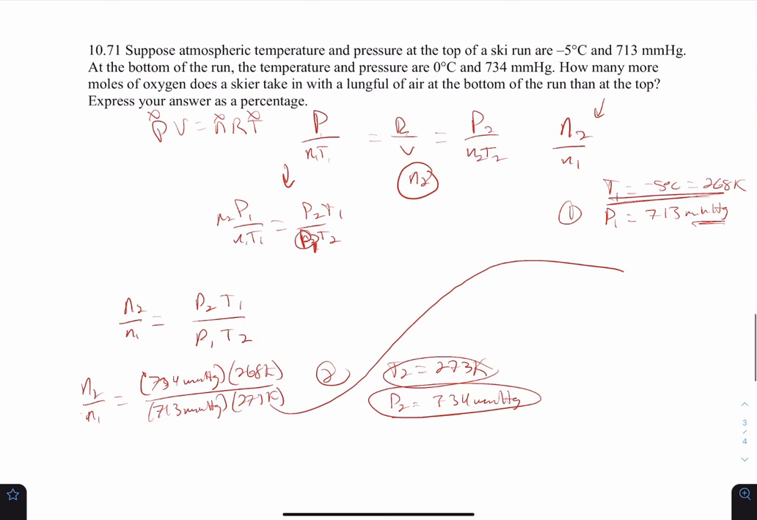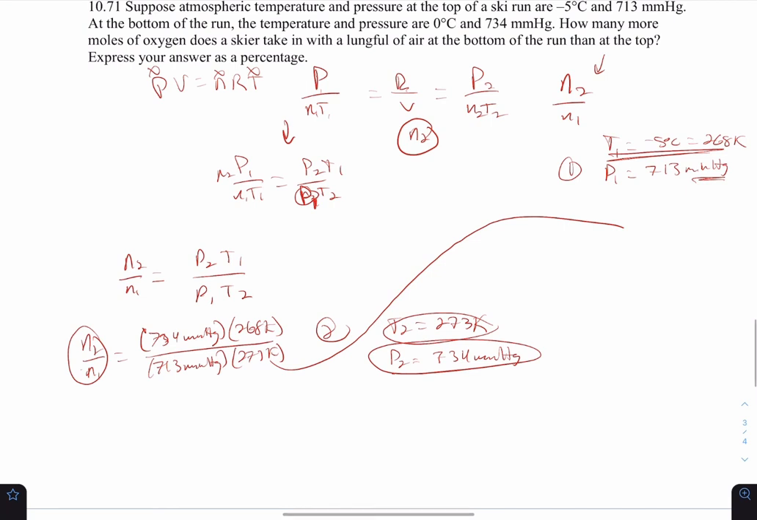And then we get a ratio of N2 to N1, not necessarily in terms of how many more moles, but by what percentage, or in this case, proportion, there are more moles of oxygen on the bottom than there are on the top. When you solve this, you should get about 1.01. What does that mean? That means in a ratio of N2 to N1, N2 is 1.01 times bigger than N1.